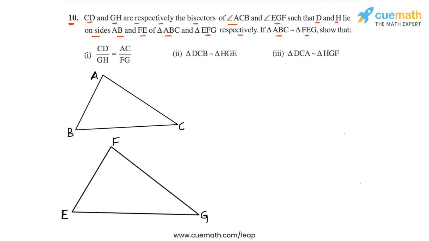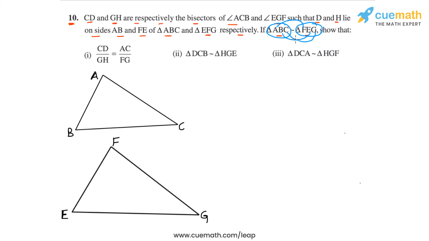Okay, so here are two similar triangles ABC and FEG that I have drawn for the solution. Observe the correspondence of the vertices carefully. ABC is similar to FEG. So A corresponds to F, B corresponds to E, and C corresponds to G. So make sure that you've observed this.